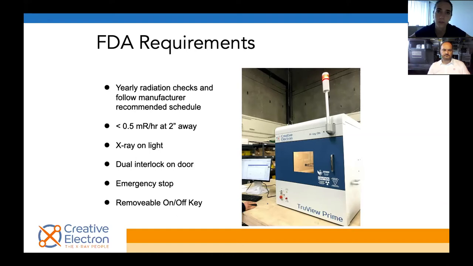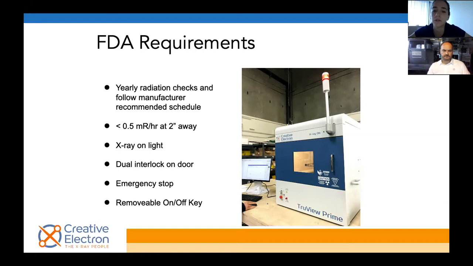One of these things is the yearly radiation checks. This is why your maintenance is so important. Not only are you cutting down on any downtime if you don't get your machine serviced, but it's a safety thing, right? You want to make sure that nothing has changed, the machine wasn't moved in a way that it's going to affect radiation, that the safety mechanisms are still working. This is going to be important to be done once a year.